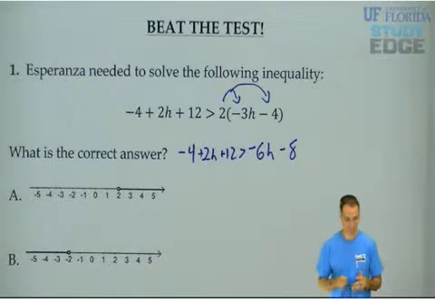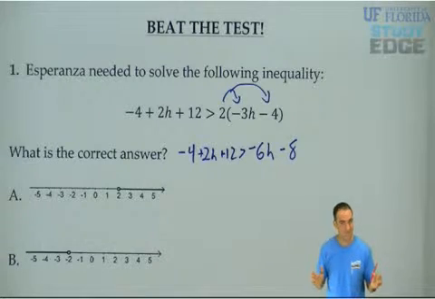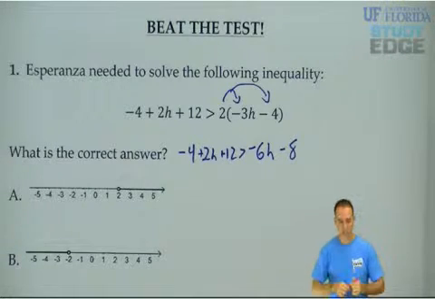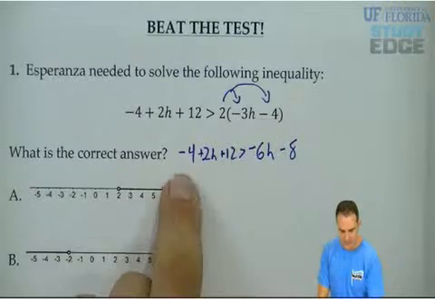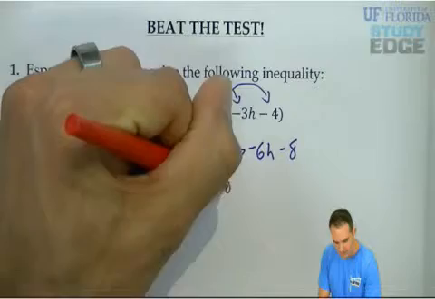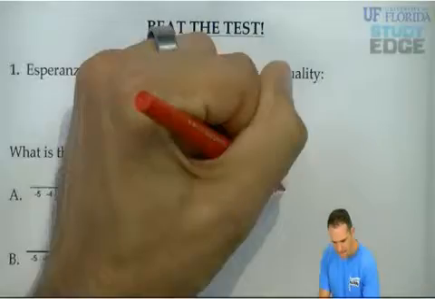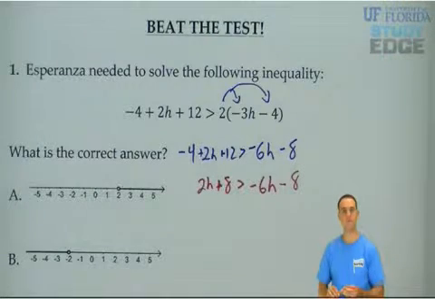After distributing, what do you do next? Combine like terms on each side. On the left-hand side, negative 4 plus 12 will give you 8. I'll have 2h plus 8 is greater than negative 6h minus 8.